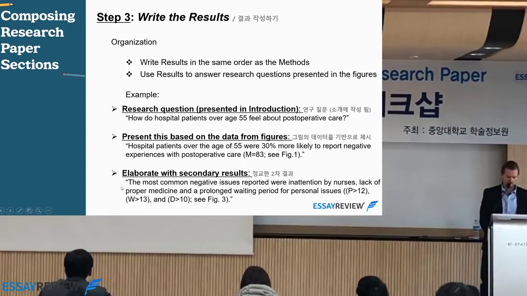So the common negative issues reported were inattention by nurses, etc. And then here you can cite your figures and tables as well.